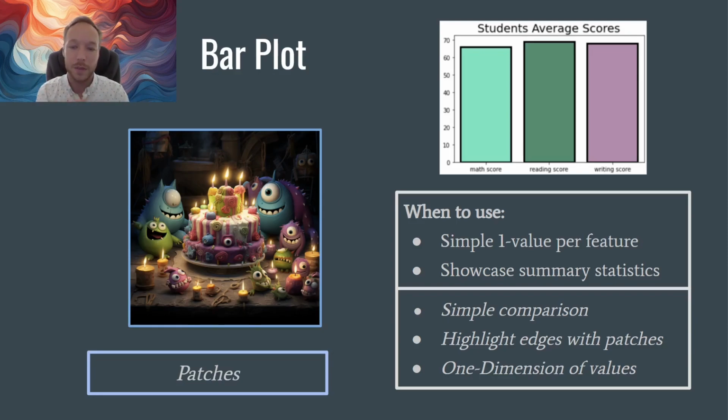And we'll do some things where I think really highlighting the edges of this is quite helpful to make things quite nice and beautiful. And really this is used in one-dimensional data. And our patches here is what we use to extract the bars from the bar plot and highlight the edges. And we can make some extra changes with that as well with the patches arguments. Okay.